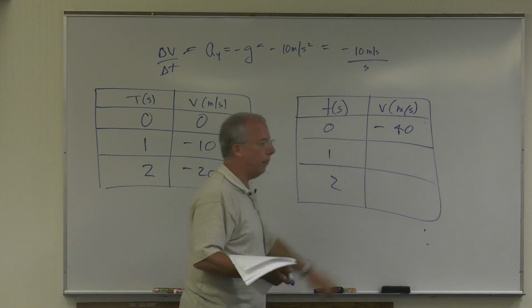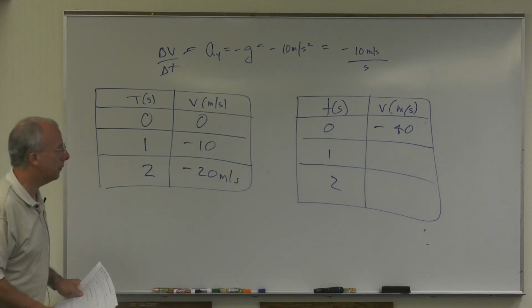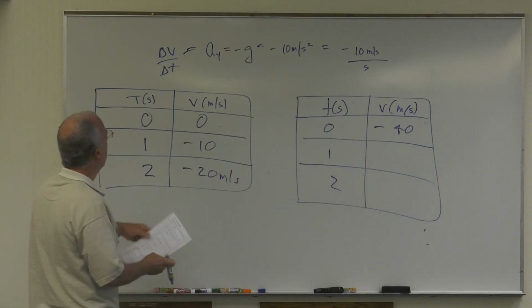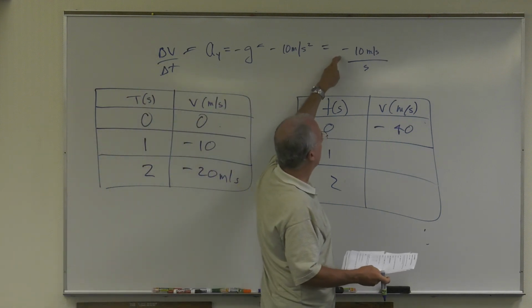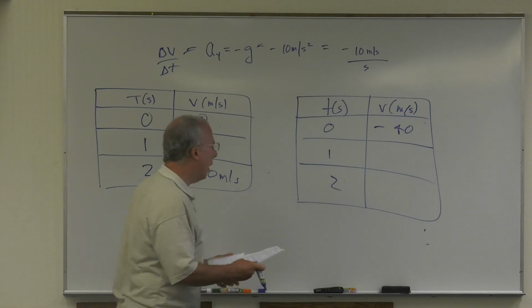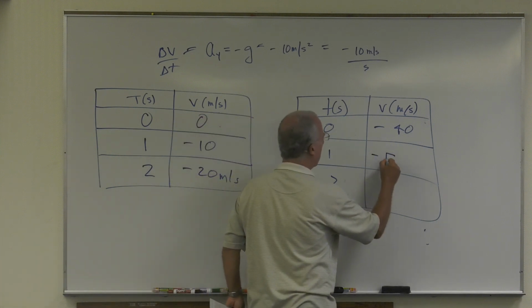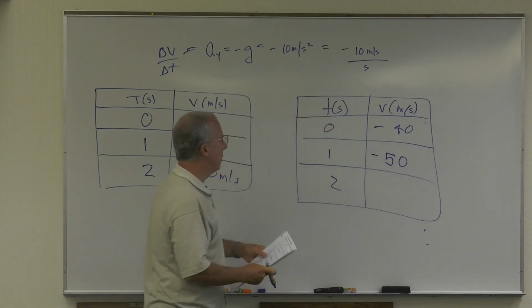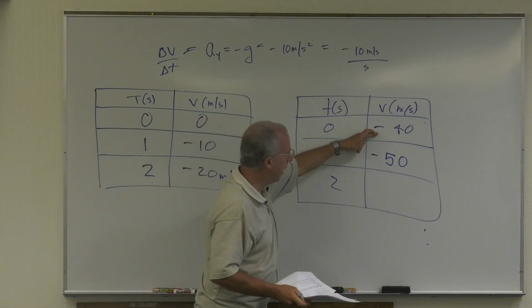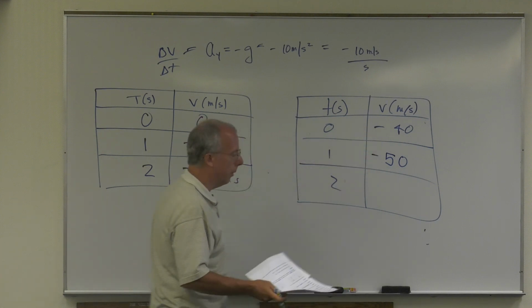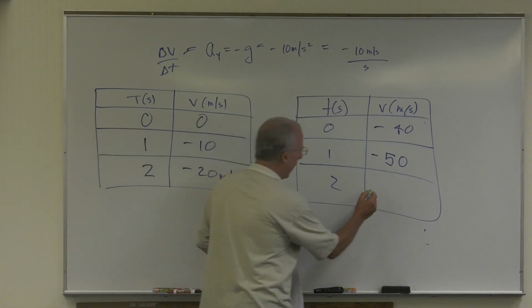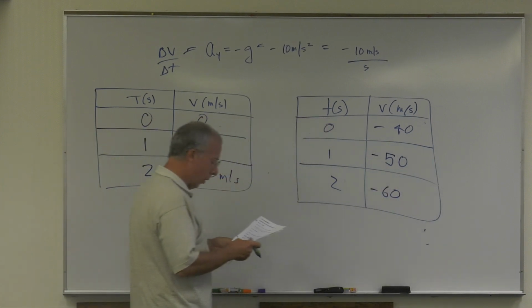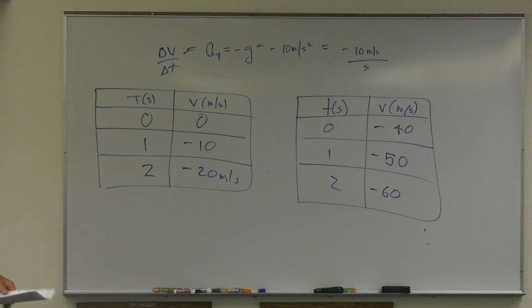So what's the speed going to be after 1 second? Well, for free fall, the change in velocity over the change in time is minus 10 meters per second. So what's it going to be? Minus 50, because it's free fall, so it changes by minus 10 meters per second. What's the speed going to be at 2 seconds? Minus 60. And so forth. So make sure you understand that. It's pretty important.